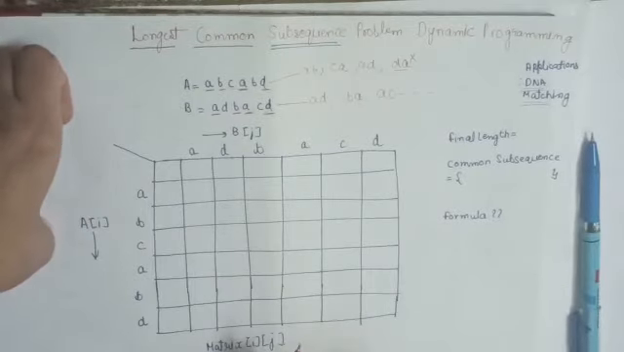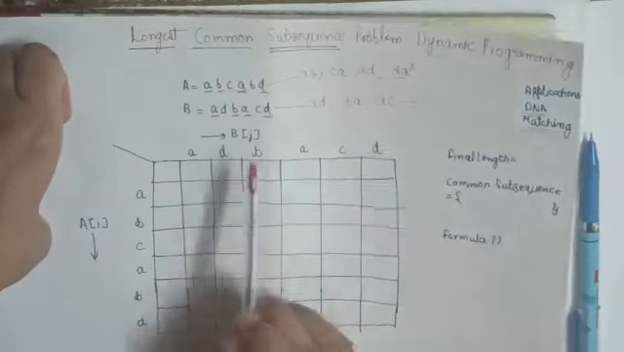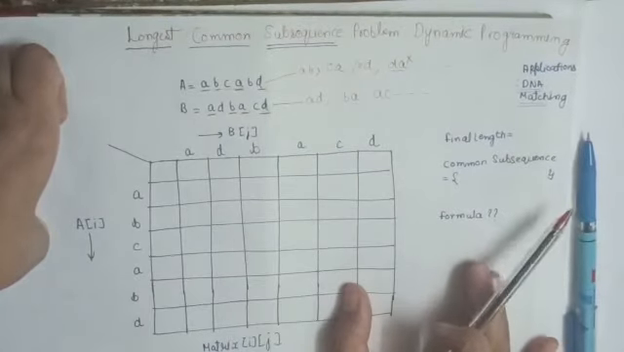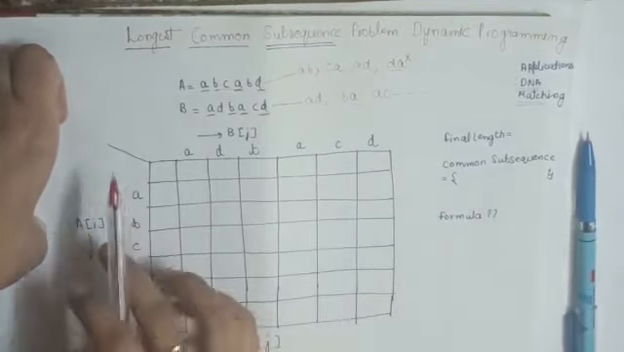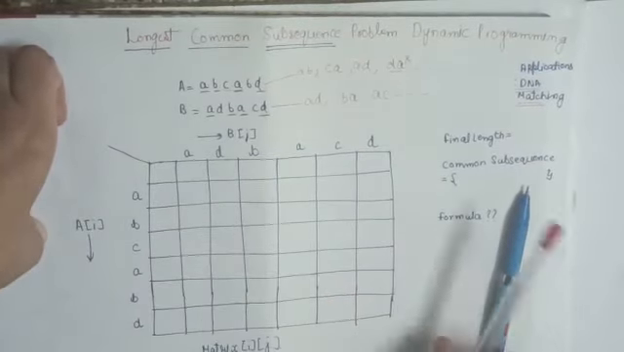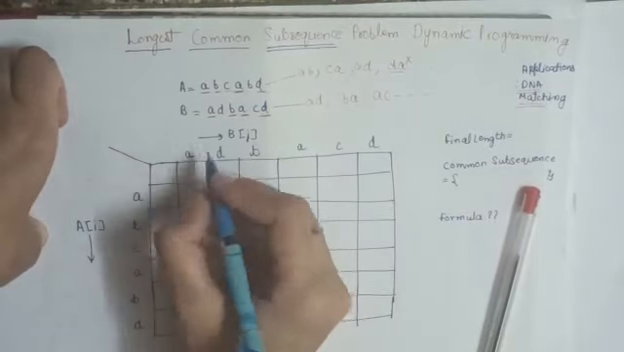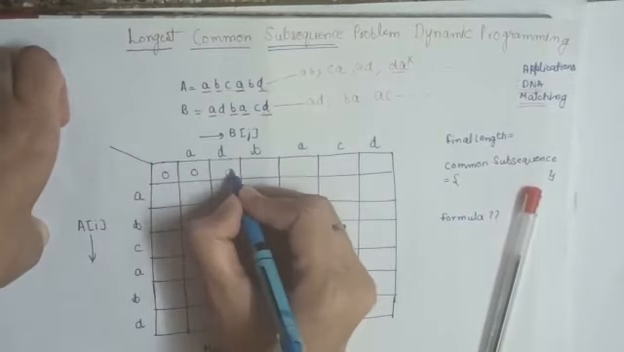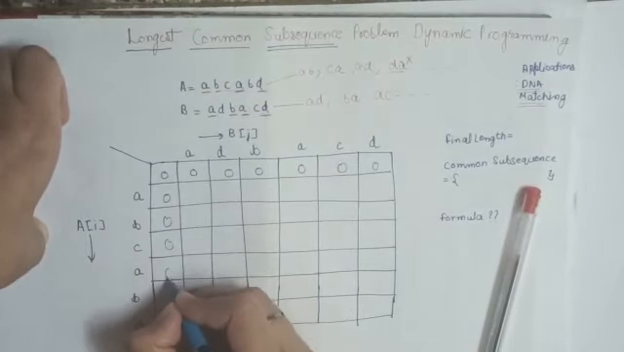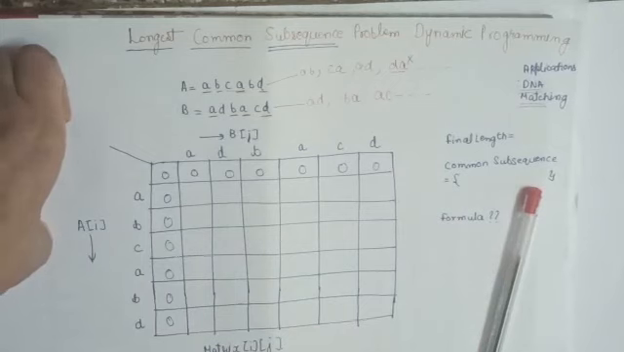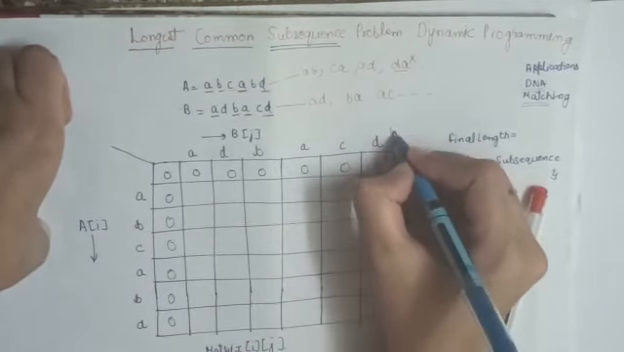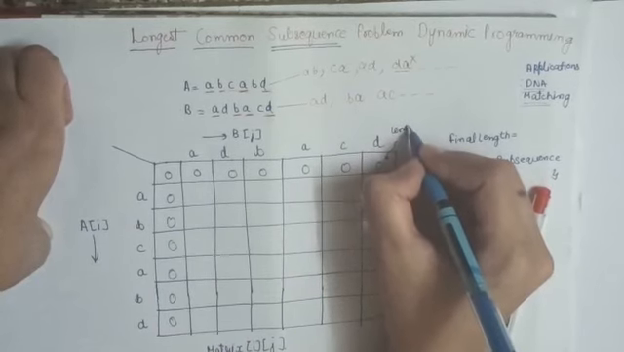Okay, so what I have done is I have created a matrix. On the column of the matrix, I have put the elements of string B, and on the row I have put the elements of string A. By default, for the first row and first column of the matrix, I will put values as 0. Okay, so what these values in each cell actually represent is the length of the longest common subsequence.